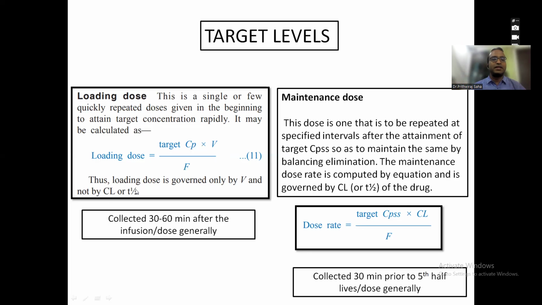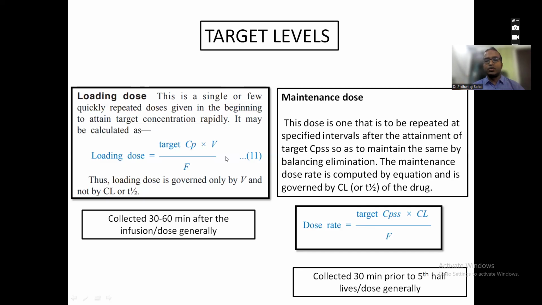That is what I have written: the loading dose is governed only by the volume of distribution, not by the clearance or the half-life. So whatever the kidney function is, you have to give the full loading dose before starting the maintenance dose. And it should be given in the full dose, no dose reduction for the loading antibiotic or the loading drug.